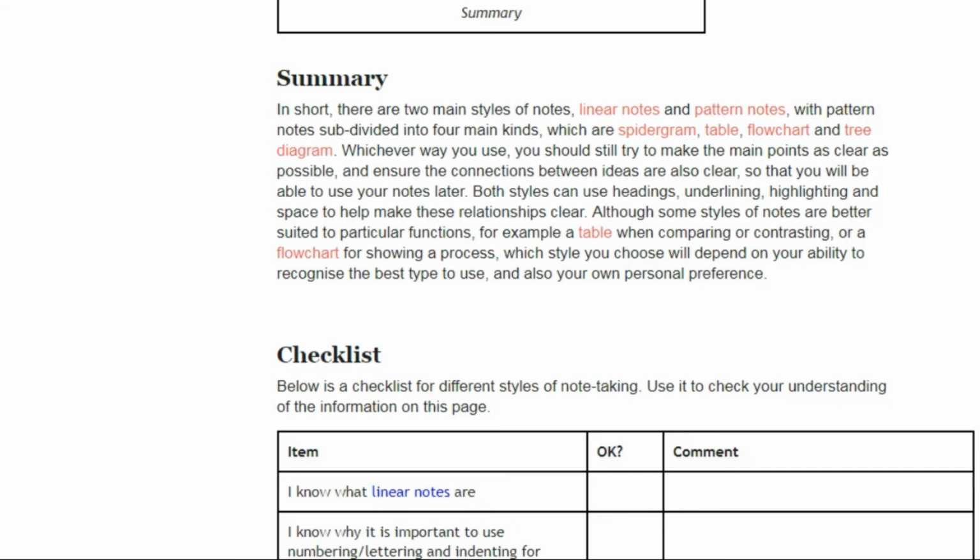So which type of notes are best? Well, that maybe depends on you. Mainly your choice is between whether you prefer linear notes or whether you prefer something more visual, which is offered by the spidergram.